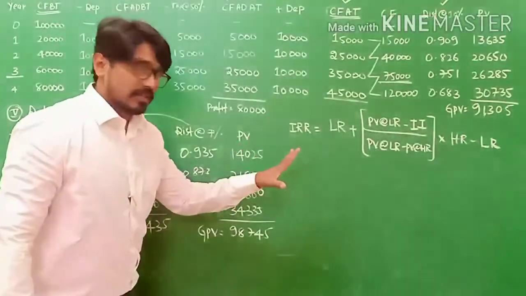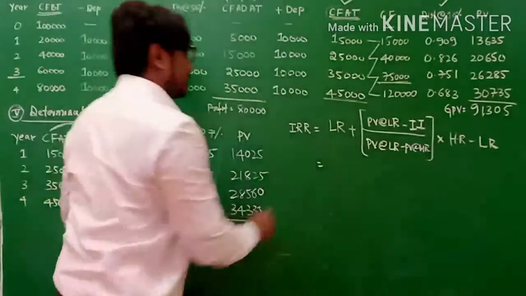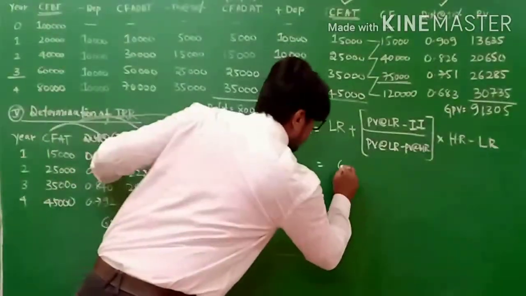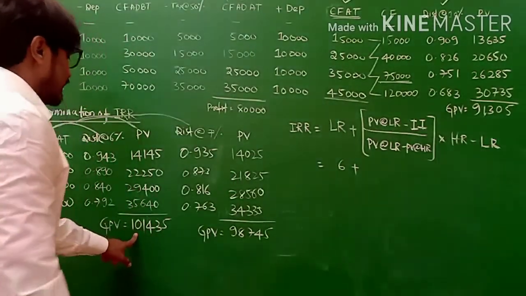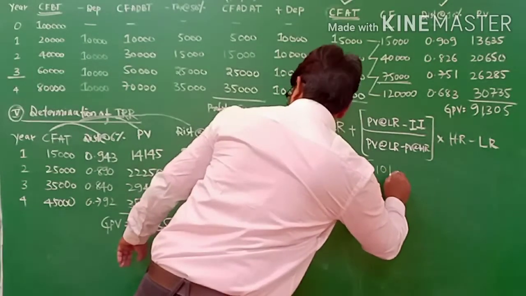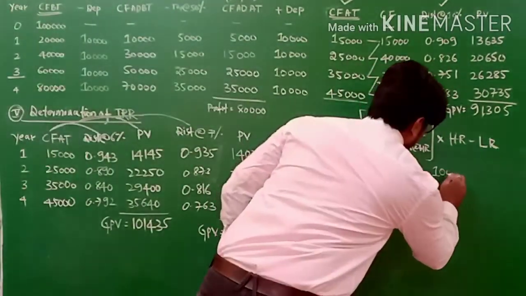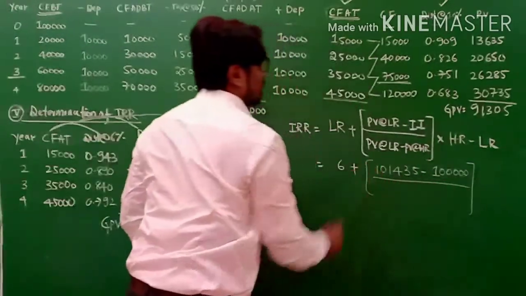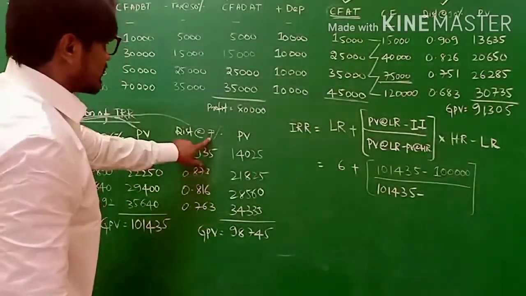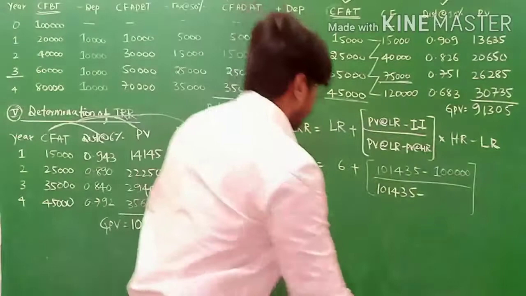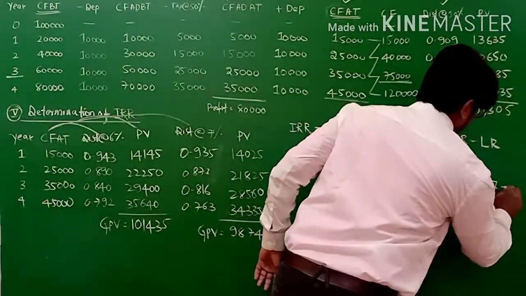Now your answer must be between this 6 and 7, my friends. So likewise you write lower rate. What is the lower rate? The lower rate is this 6. Present value at lower rate is this 1,01,435, and initial investment is 1 lakh. Divided by present value at lower rate, the same figure 1,01,435, and present value at higher rate, which is 7%, is 98,745, into highest rate 7 minus lowest rate 6.